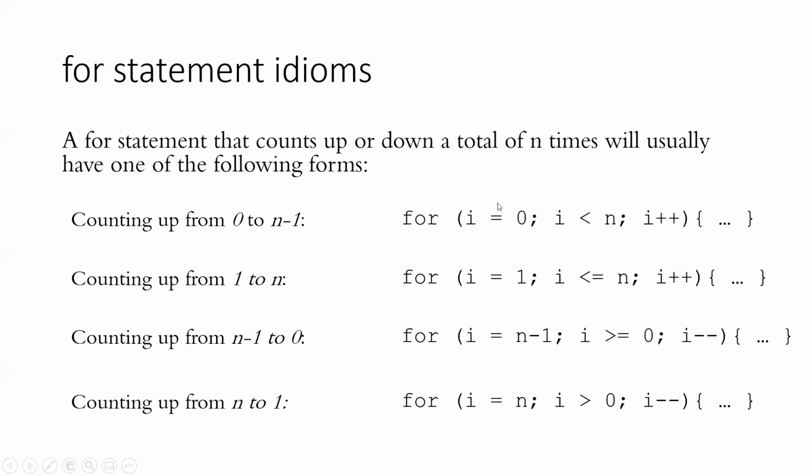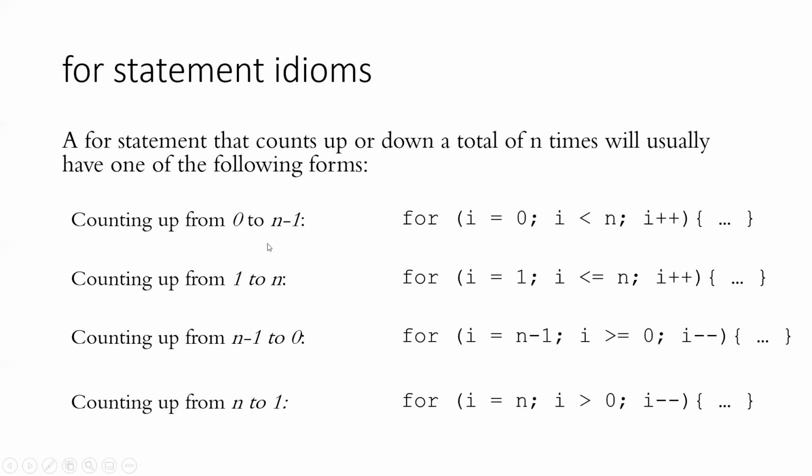We initialize your i to 0 first, and your condition will be i is less than n. So the loop body will continue executing for as long as your i is still less than n. So i less than n is equivalent to i up to n minus 1. Then the update is i plus plus. So we will increment the i, and this loop will stop executing once your i is equal to n.